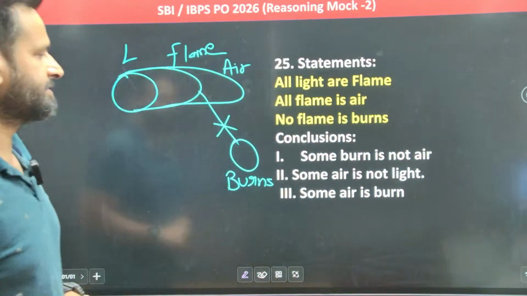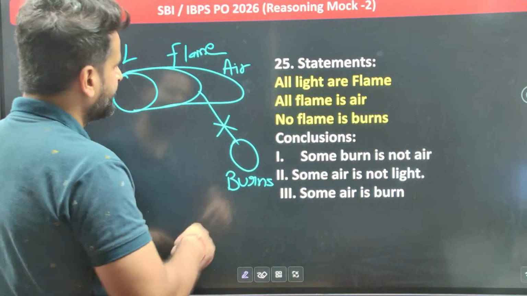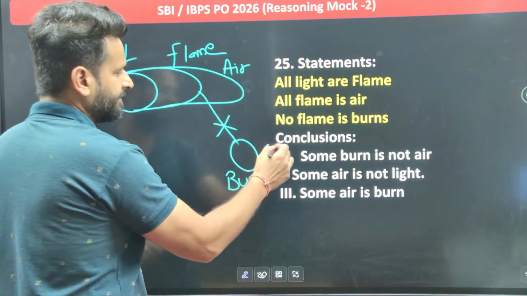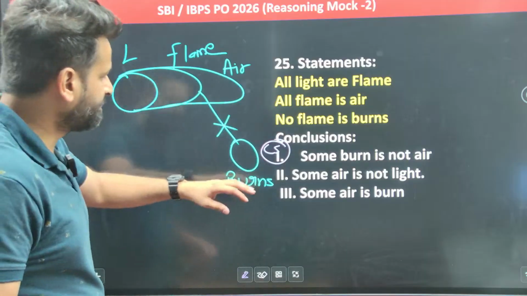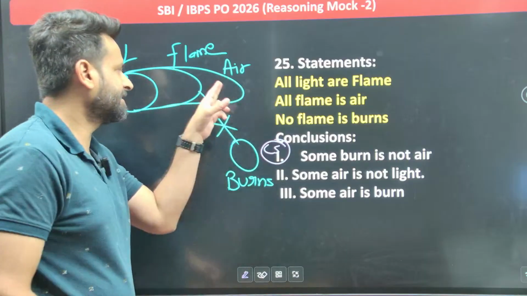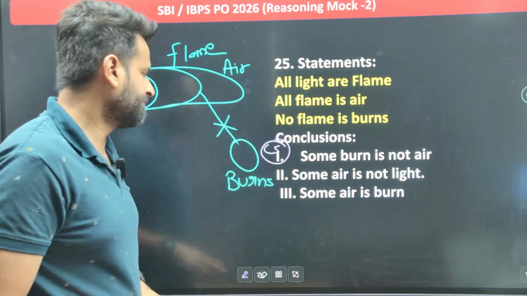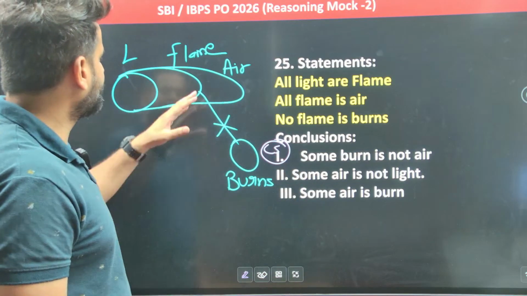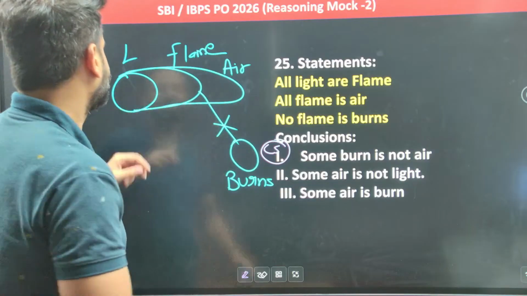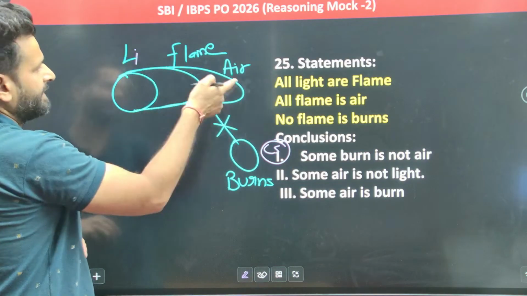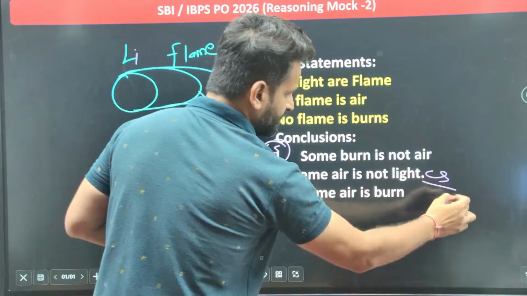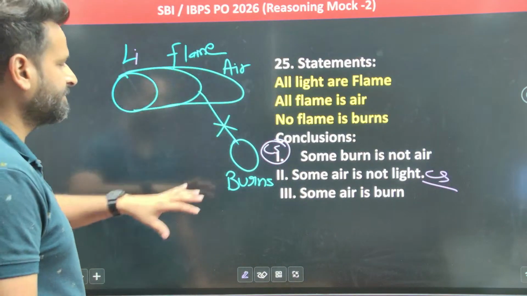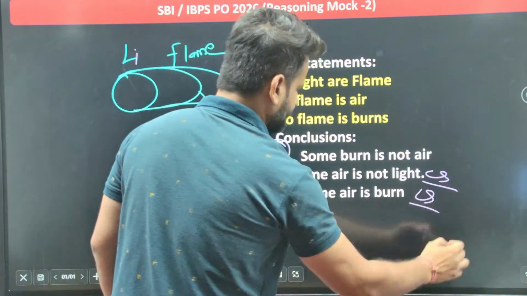No, some burn is not air. Can you say that some burn is not air? There is again no relation from burn to air. This will be a doubtful one. We can place complete burn inside air, the remaining part of air. I can place burn there. Some air is not light. Where is light? No. Some air is not light. We cannot say anything for sure. Some air is burn. Some air can be, cannot be. This is again doubtful. Right?